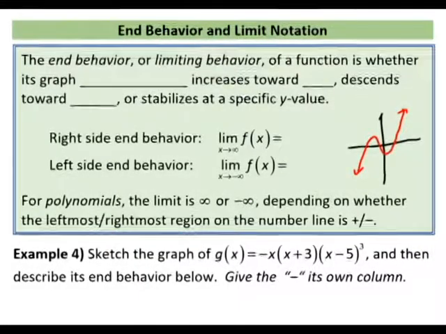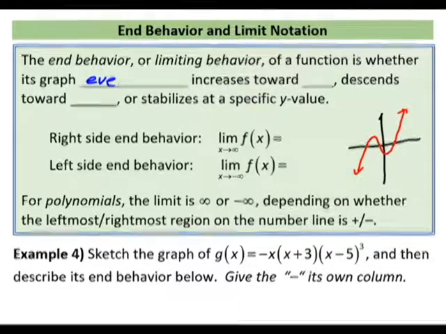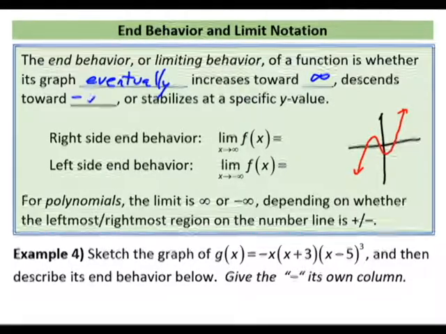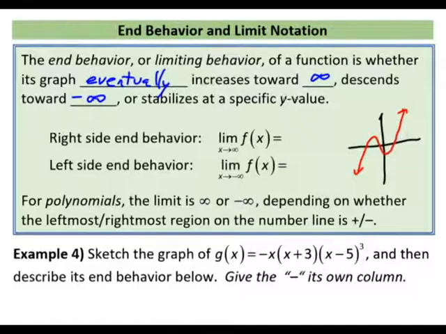So this is whether its graph eventually increases toward infinity, because this is headed up towards infinity, or descends toward negative infinity, or stabilizes. Bear in mind that infinity is not a number. We talk about it in the context of limits because with limits we're concerned about the direction that it's headed, not with an actual destination.